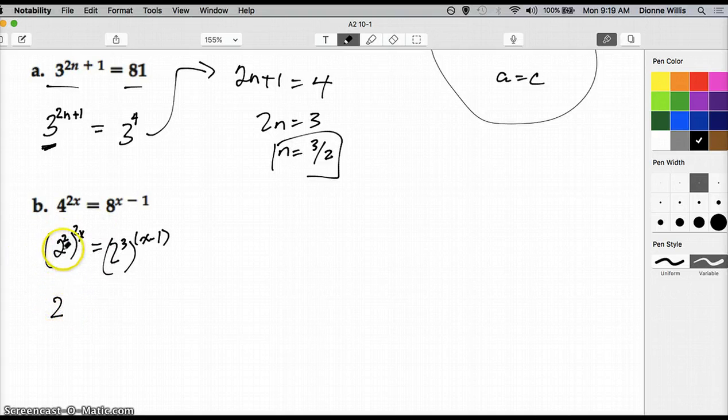So this is 2 to the 4x power, because I multiply those exponents. And this one, I'm going to do the distributive property because I am multiplying 3 times the x minus 1. This is 2 to the 3x minus 3 power.